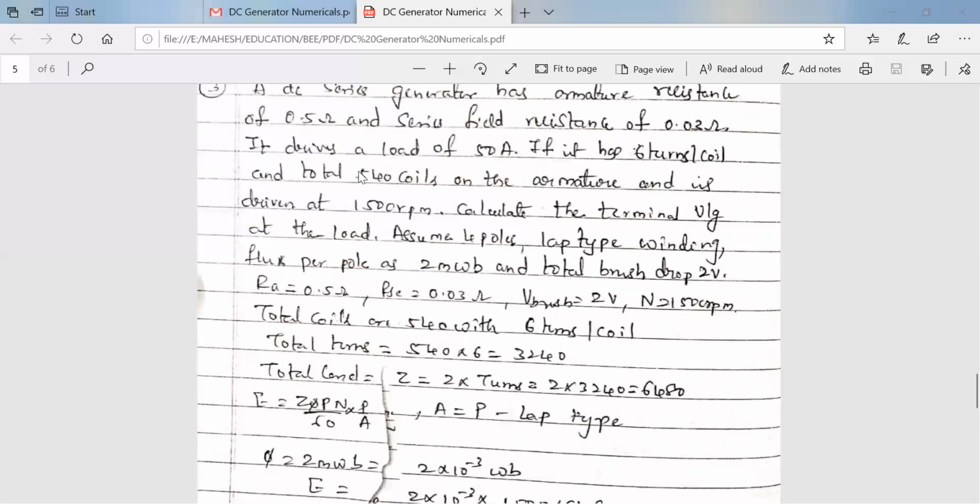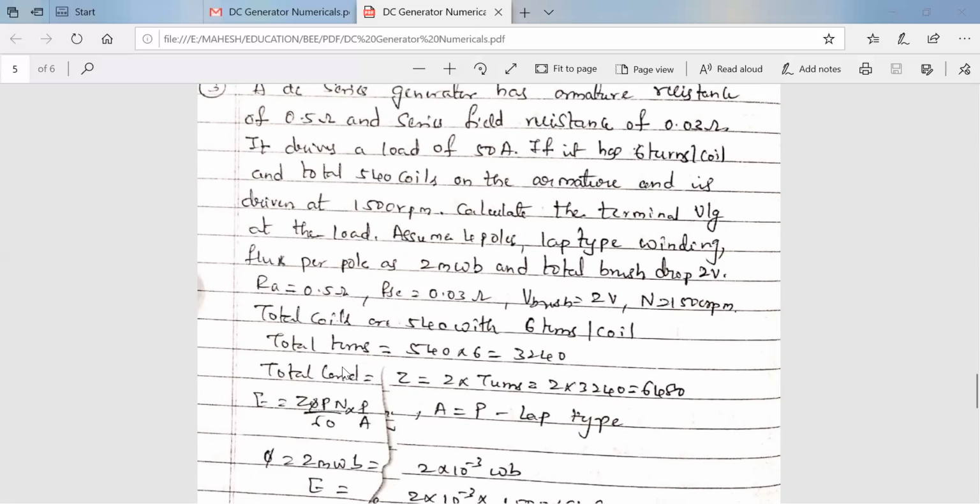So first take the given values. Ra is given 0.5, Rsc is given 0.03, and voltage drop across brush is given, that is 2 volts, and speed is given 1500 rpm. So here, instead of giving the number of conductors, he has given in terms of number of turns and coils. So to calculate the number of conductors, when it is given in number of turns, the formula is Z equals 2 into number of turns.